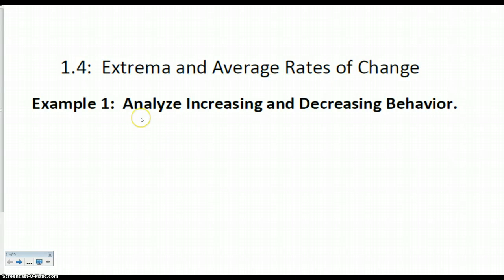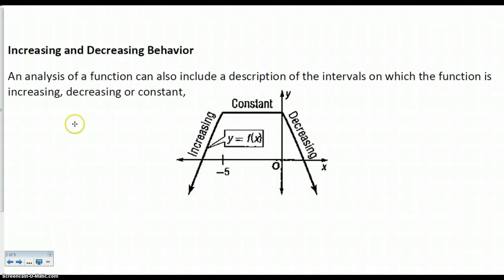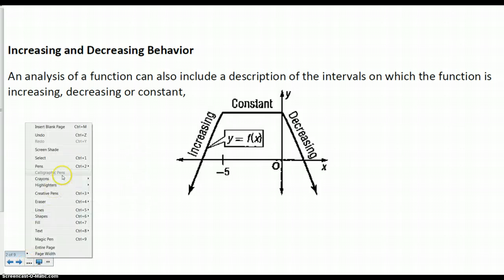Alright class, so we're looking at lesson 1.1 which deals with extrema and average rates of change. So the first thing we want to look at is being able to analyze increasing and decreasing behavior of a graph. So when we look at that, it's an analysis of a function, and can also include a description of the intervals on which the function is increasing, decreasing, or constant. So as I look at a graph going left to right, what I'm trying to do is analyze what is happening to my y values.